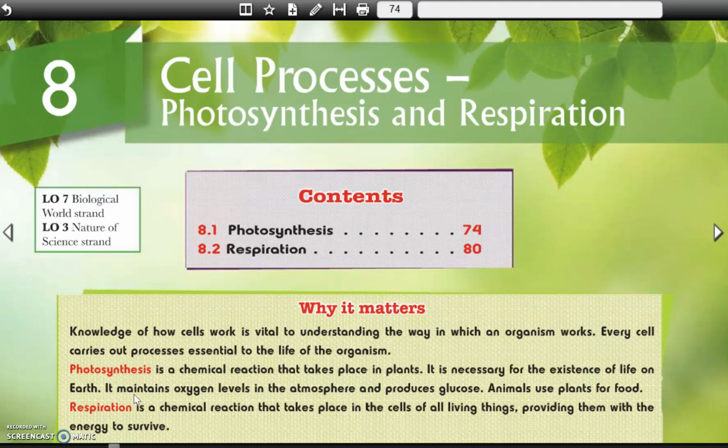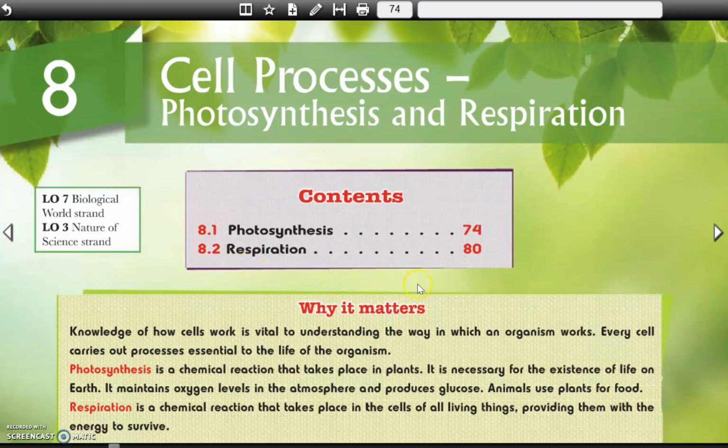So in an attempt to move forward, our next chapter is cell processes, looking at photosynthesis and respiration. What I'm hoping to do is just look at the photosynthesis section of this. This is a little quick video because I've given you a number of links to videos explaining photosynthesis, another video outlining an experiment on page 78 of the textbook, and also some PowerPoints and that kind of stuff relating to photosynthesis. So we're just going to look at photosynthesis for the time being.